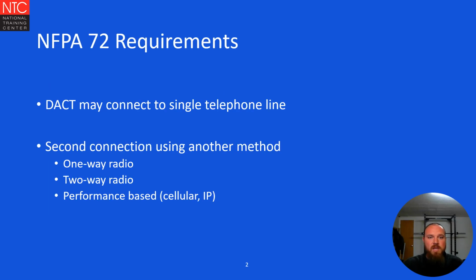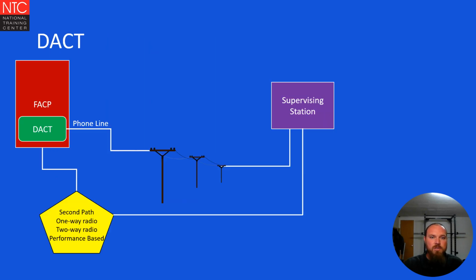What NFPA 72 states, and some of the requirements, are that the DACT may connect to a single telephone line, meaning that you can use one phone line. However, for the second path, the second connection, you've got to utilize another method. One-way radio, two-way radio, and performance-based options are going to be what you are looking for as that secondary path. Because of this, it makes it a multi-path communication, which means supervision of it is no longer going to be every 60 minutes, but can be extended to every 6 hours.